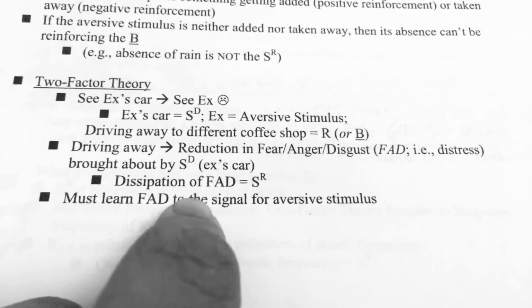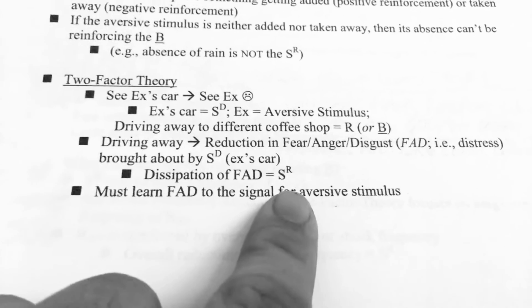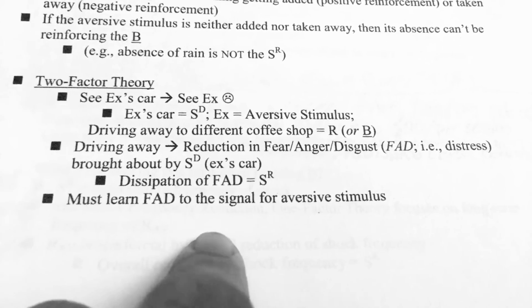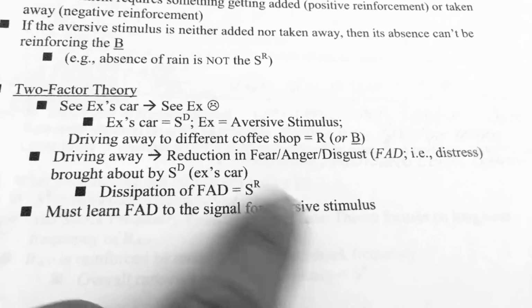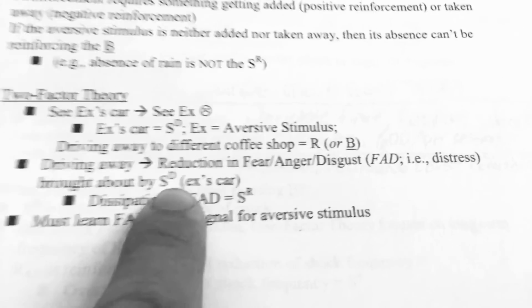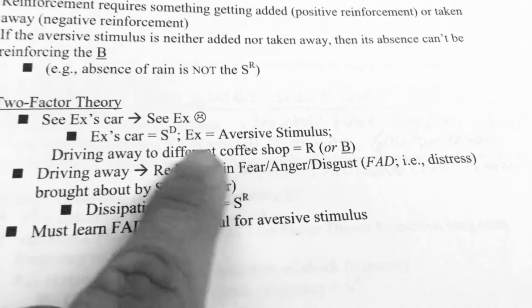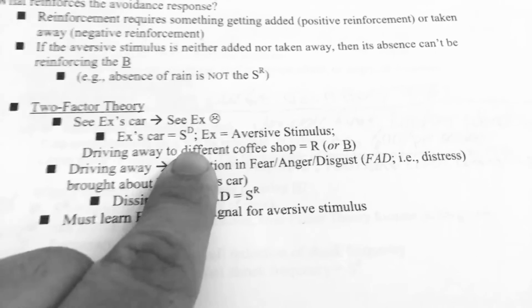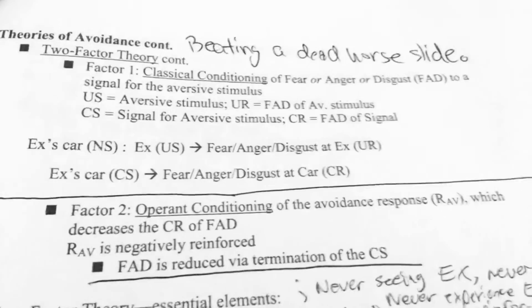The dissipation of the stimulus would be, you must learn that there is a signal for the aversive stimulus, which is your ex's car, because she represents the aversive stimulus. The car is a primary representation of something aversive. Okay, so this would be beating a dead horse. This is a little bit of a review here.